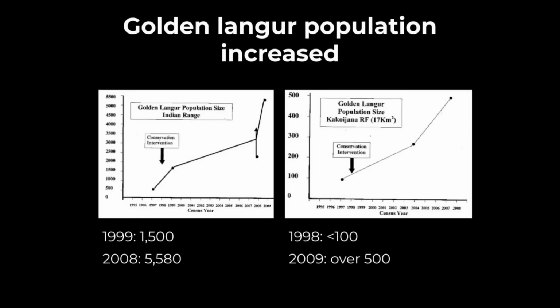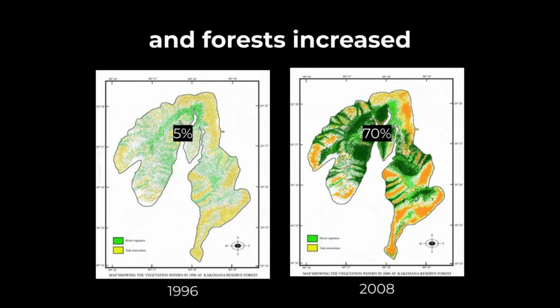The result of the Golden Langur Conservation Project is that over the whole range of the Golden Langur, the population has increased from 1,500 langurs in 1999 to 5,580 in 2008. Kakajana Reserve Forest, which had less than 100 langurs in 1998, had over 500 by 2009. The langur population responded to the return of the forest.